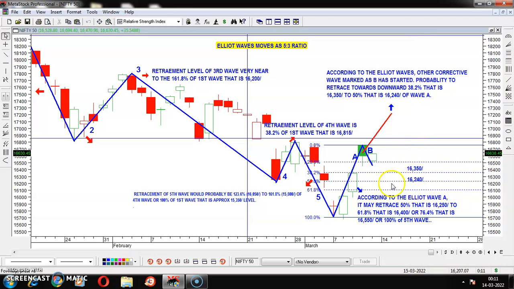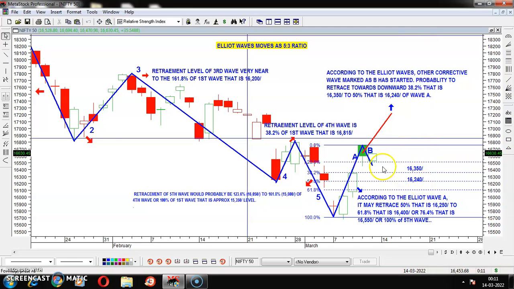And after that it may come to 16,240, which is 50% of the corrective wave A. As far as the Elliott waves are concerned, the second corrective wave should retrace based on particular percentages, right? So this is the Fibonacci percentage. The first is the 38.2 percentage. If it retreats, first it will retrace to 38.2 percent. So that is 16,350, and the next level is 16,240.